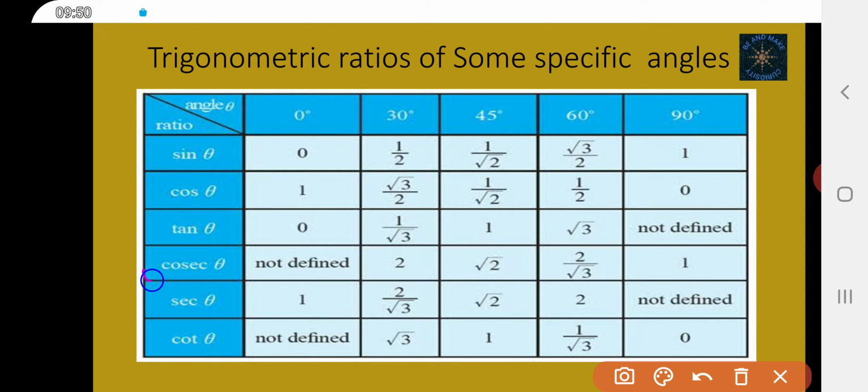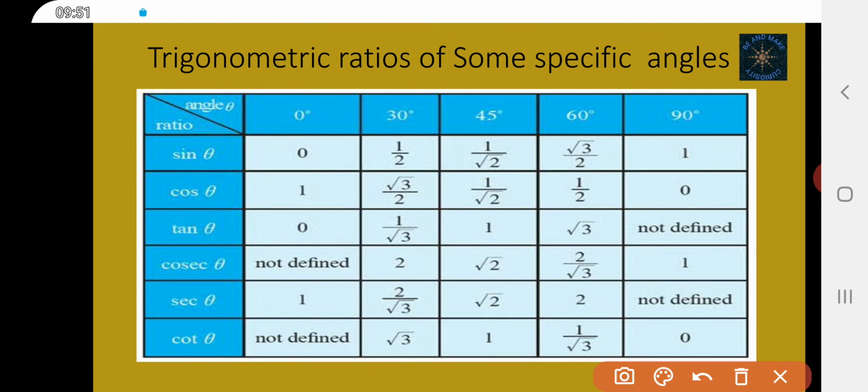Now you see cosec theta is the reciprocal of sin theta. So the reciprocal of 0 is not defined. The reciprocal of 1 by 2 is 2. The reciprocal of 1 by root 2 is root 2. The reciprocal of root 3 by 2 is 2 by root 3. The reciprocal of 1 is 1. You can easily remember it like this.